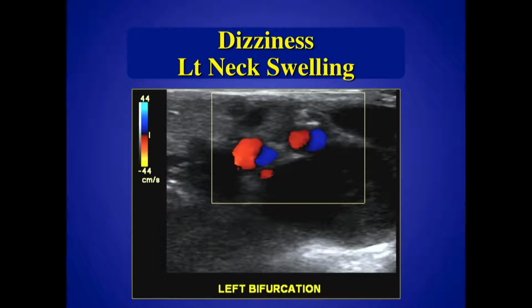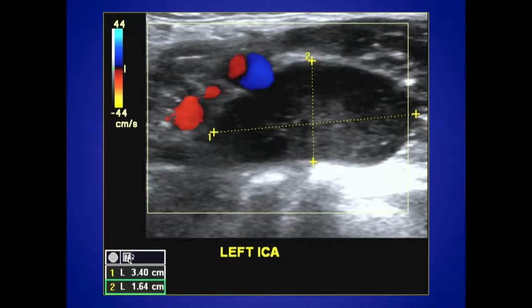Okay, so here's another patient that presents for examination of the neck. History was dizziness. We were doing a carotid study. Here's a look at the bifurcation. And notice that there's somewhat of a mass sitting next to the internal and external carotid arteries. So we focus in on this mass, and we can see it's pretty sizable. It measures 1.6 by 3.4 centimeters, slightly heterogeneous.